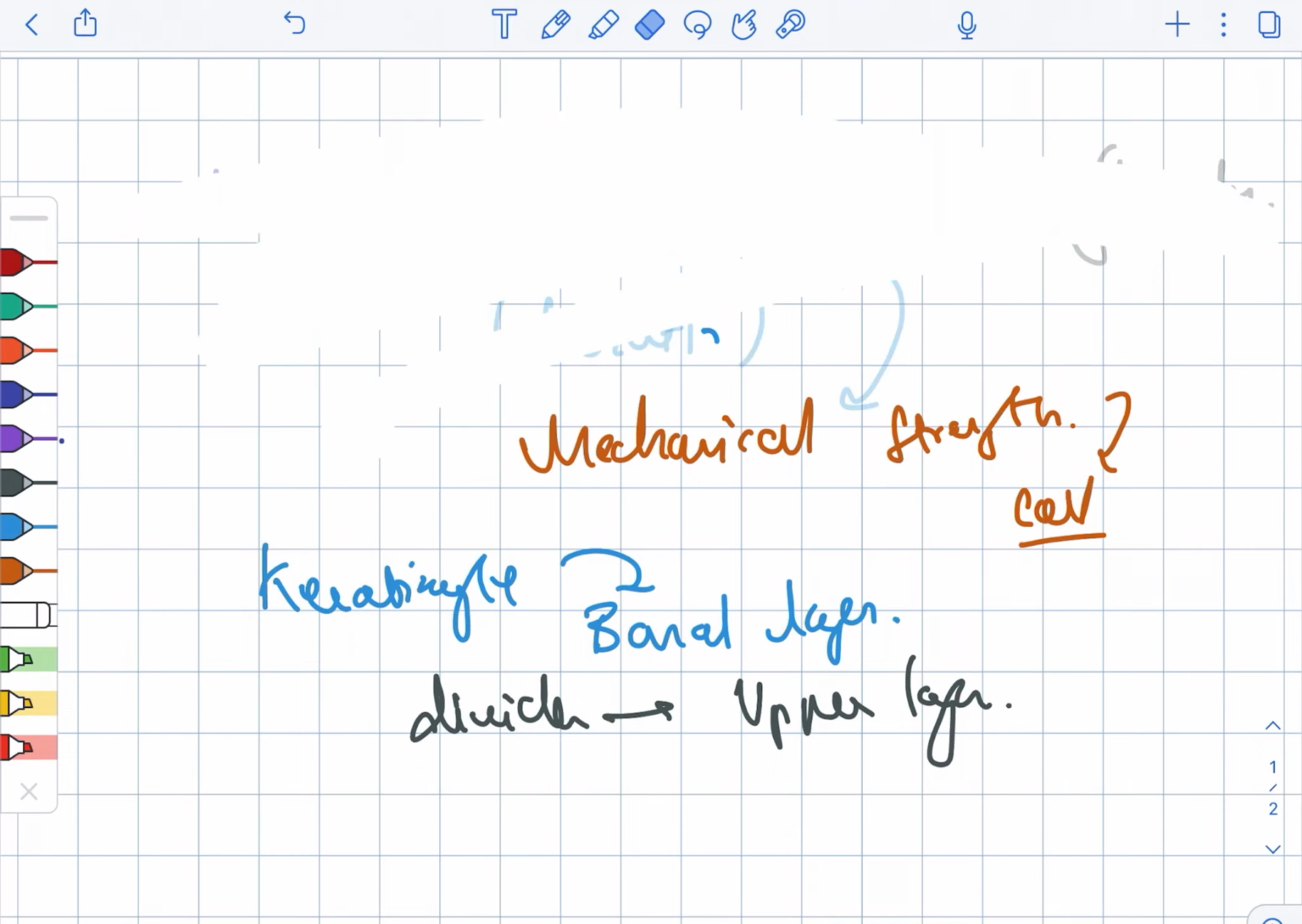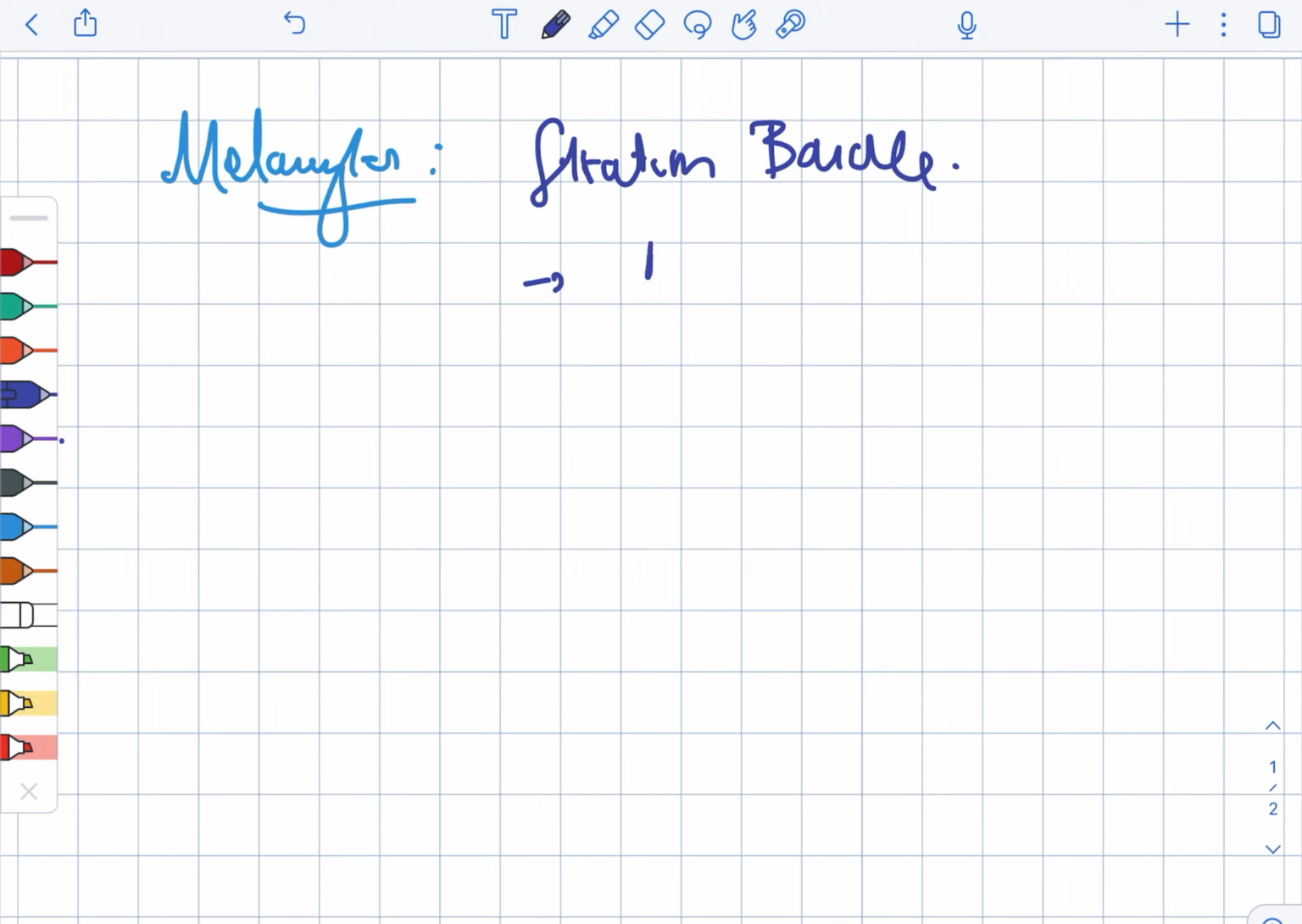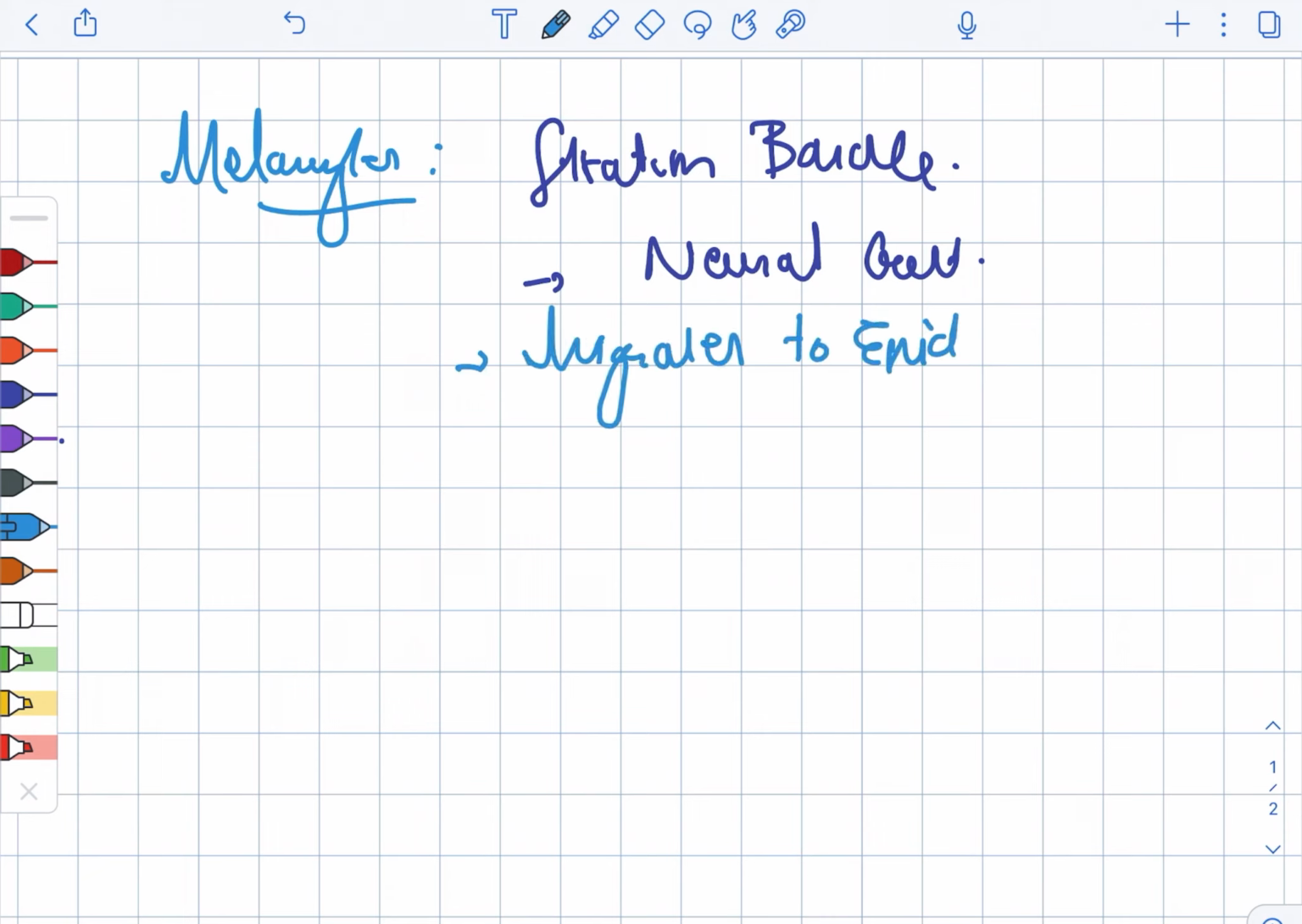The next cells that we are seeing are the melanocytes. The melanocytes are present in the stratum basale, and they are derived from the neural crest. Another thing to note is that they migrate to the epidermis.